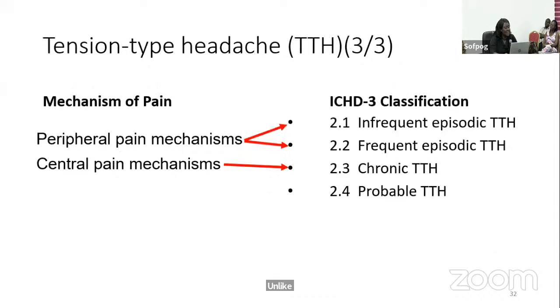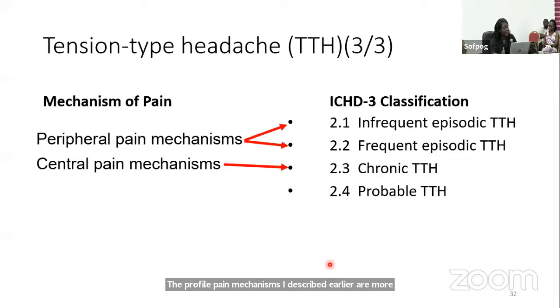So for the mechanism of pain for tension headaches, it is thought that for infrequent and frequent episodic tension type headache, the peripheral pain mechanisms I described earlier are more involved, whilst the central pain mechanisms are more involved with the chronic type of tension type headaches.